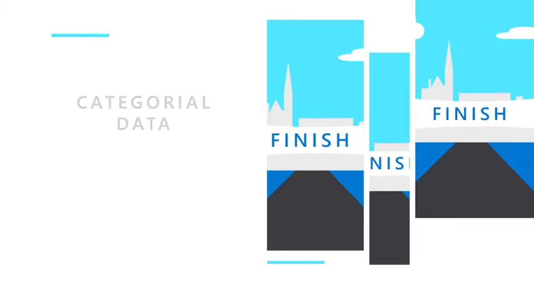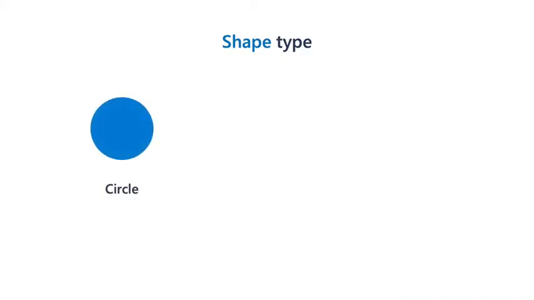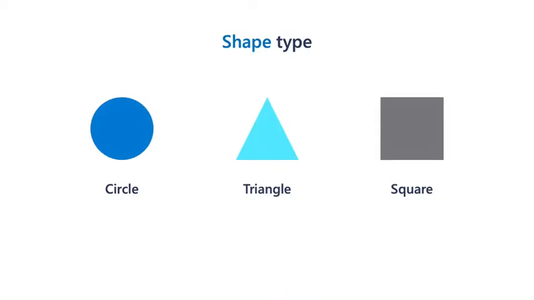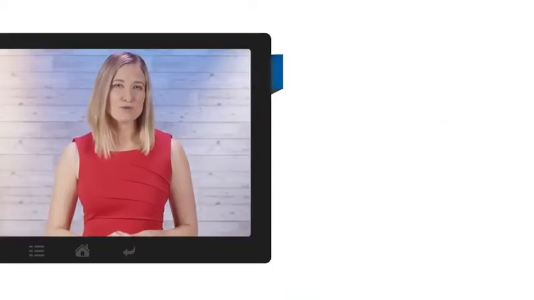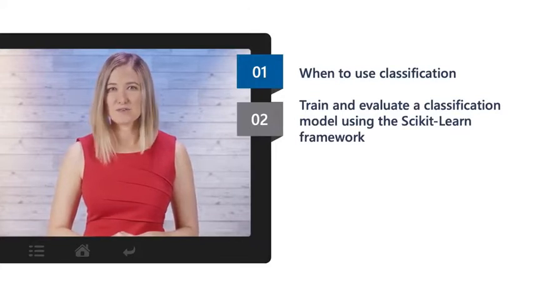Categorical data has distinct classes rather than numeric values. Some kinds of data can be either numeric or categorical. The time to run a race could be a time in seconds, or we could split times into classes of fast, medium, and slow, which is categorical. Other kinds of data can only be categorical, such as the type of shape, for example, circle, triangle, or square.